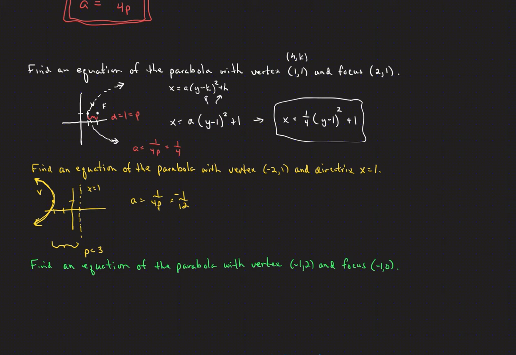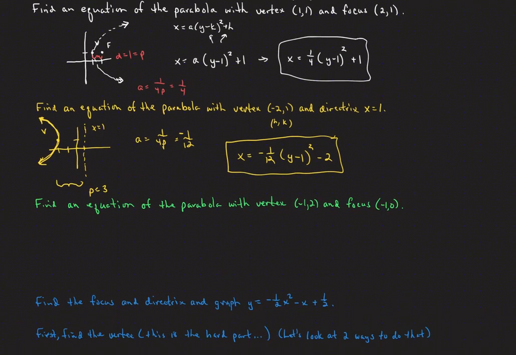And the vertex is going to give us our h and k. And because it's opening right and left, it's going to be an x equals y squared. So it's going to be x equals, there's the a, negative 1/12, times y minus the y coordinate squared plus the x coordinate. So that is the equation of our parabola with vertex negative 2, 1 and directrix x equals 1.